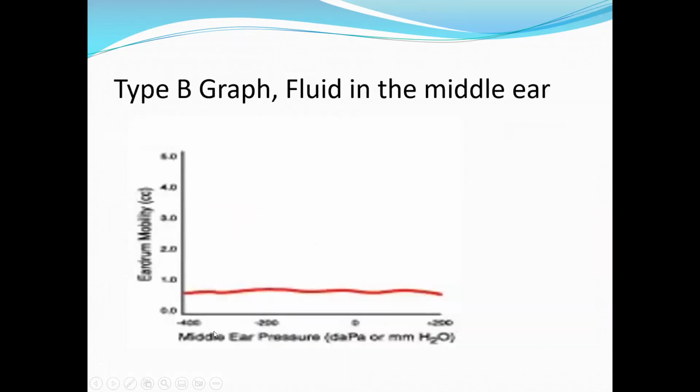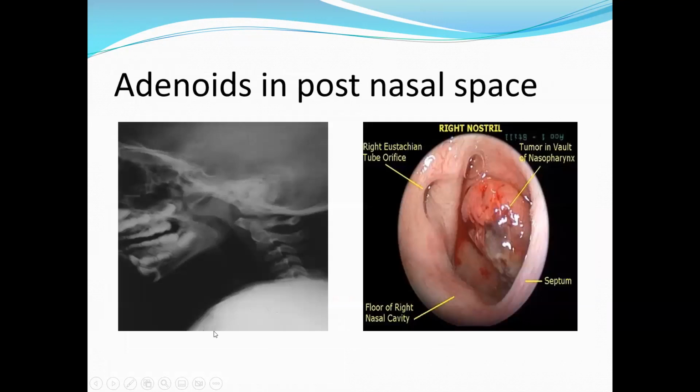You can see type B graph. Then find out the cause, because the most common cause is adenoid. So we can advise X-ray nasopharynx lateral view to see the adenoids. You can see adenoids. They are causing narrowness of the air column and they can also obstruct the eustachian tube opening.